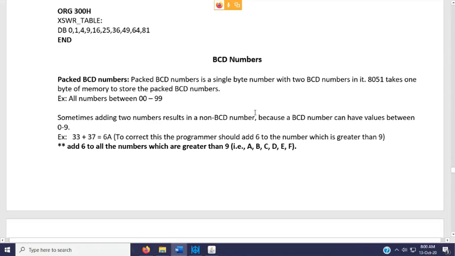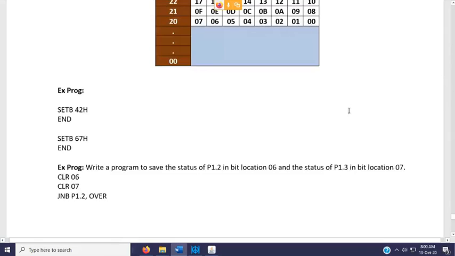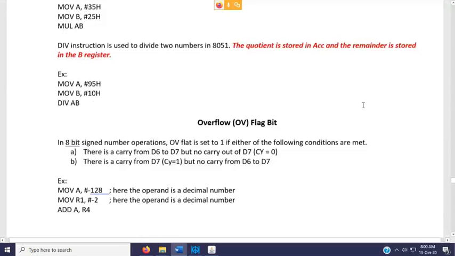Okay, in today's class we are going to study about BCD numbers, and we will see how to explore the ways by which we can use the 8051 to access individual bits of any particular port or RAM.